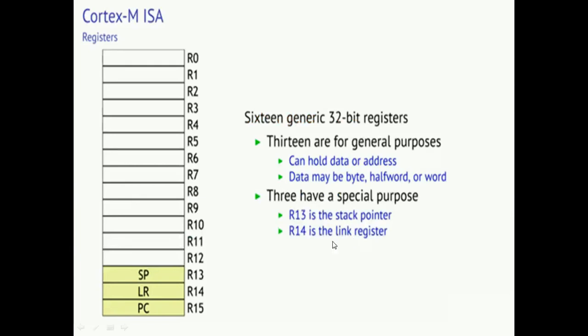In module 1 we studied the register bank. The 16 generic registers are of 32-bit, remember. Out of the 16 registers, 13 are called general purpose registers, and their role is to hold data or a memory address, and that data may be in the form of a byte, 8-bit, a half word, that is 16-bit, or a word, that is 32-bit.